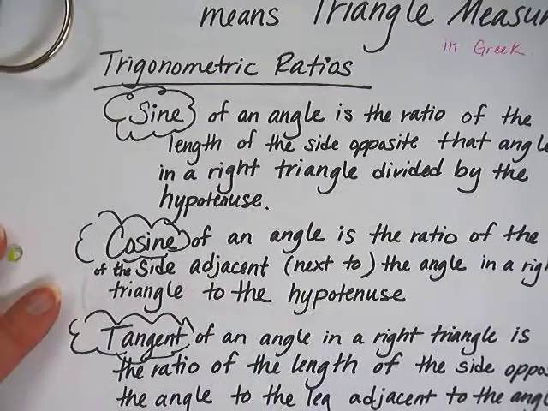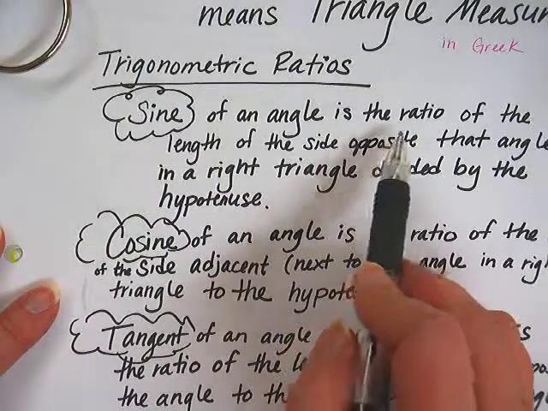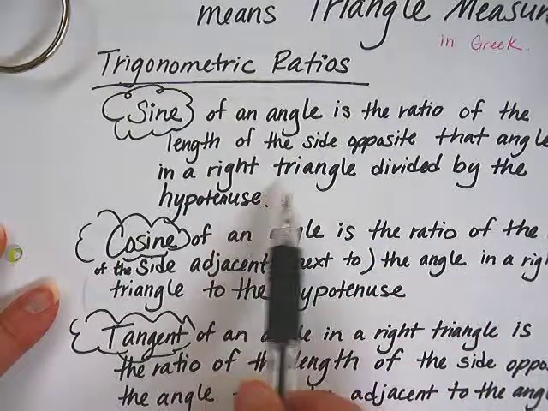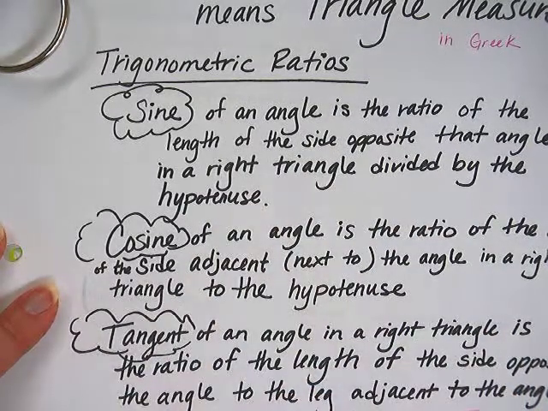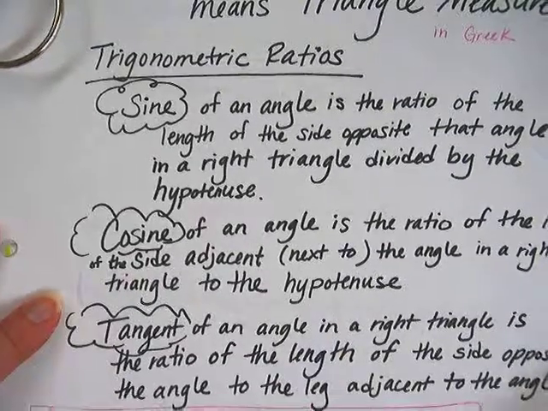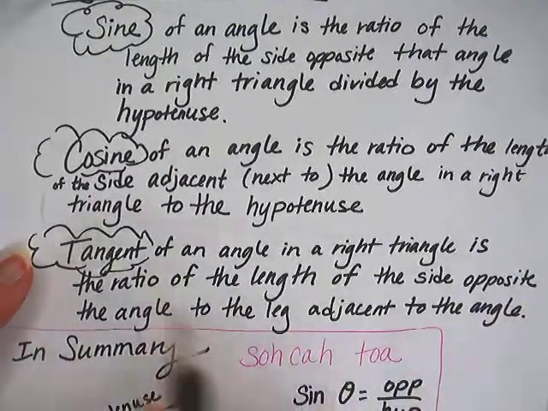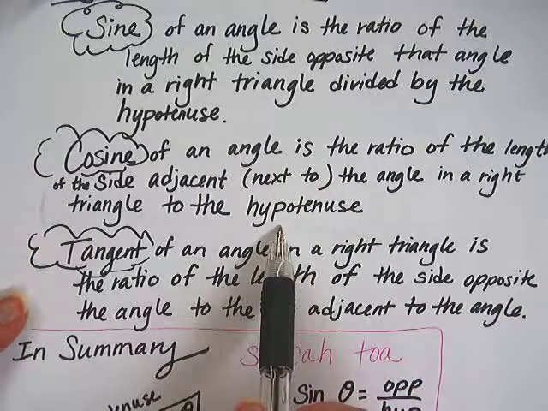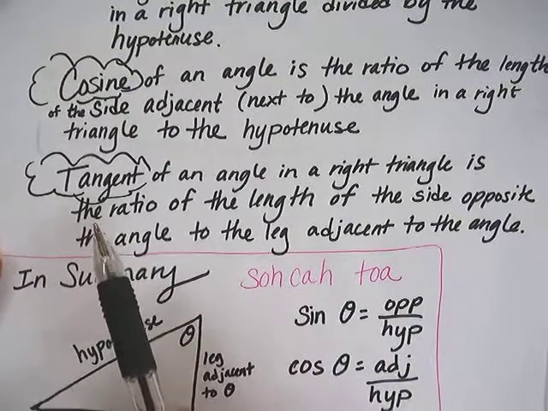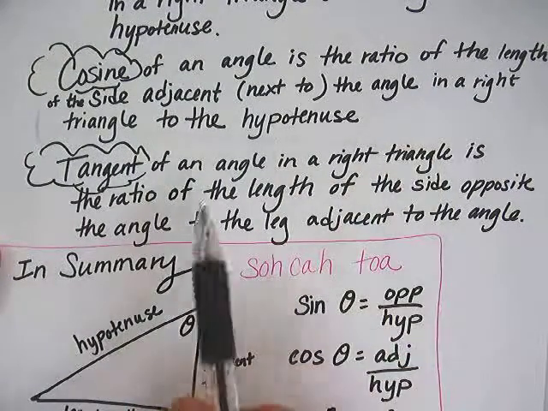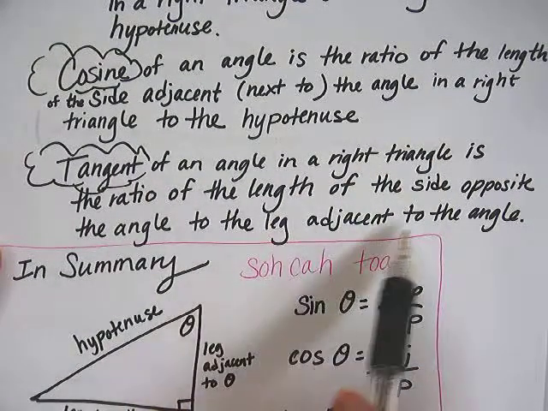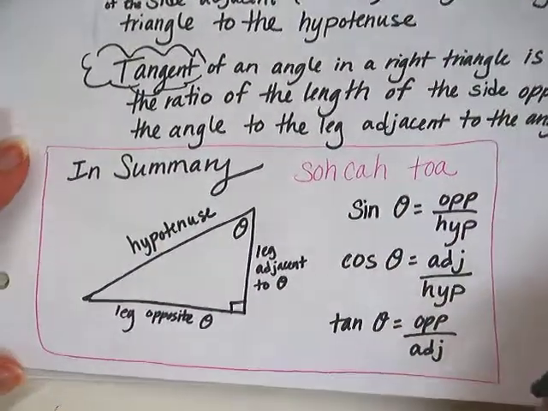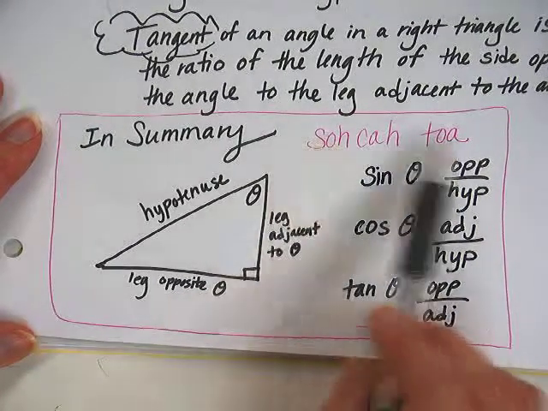First one is sine, which is the ratio of the length of the side opposite an angle in a right triangle divided by the length of the hypotenuse in that same triangle. Cosine is the ratio of the length of the side adjacent to the angle over the hypotenuse. And tangent is the ratio of the length of the side opposite the angle over the leg adjacent to the angle.